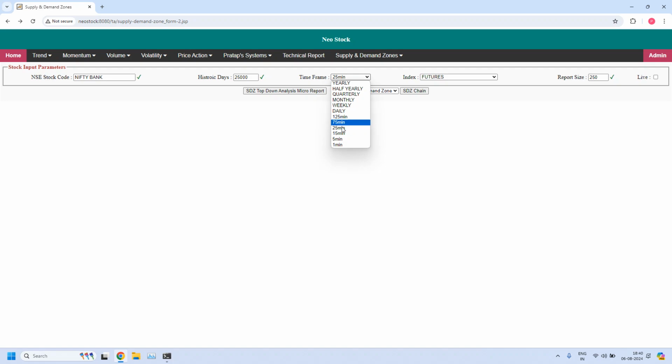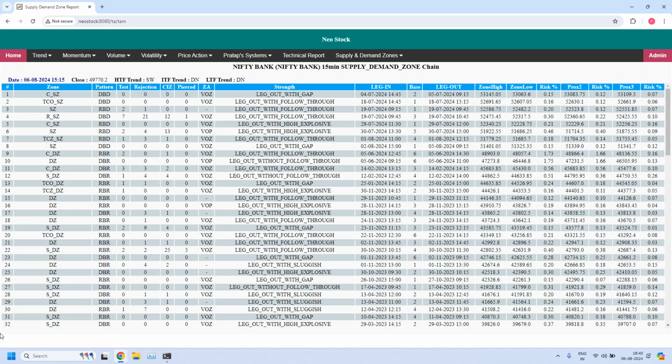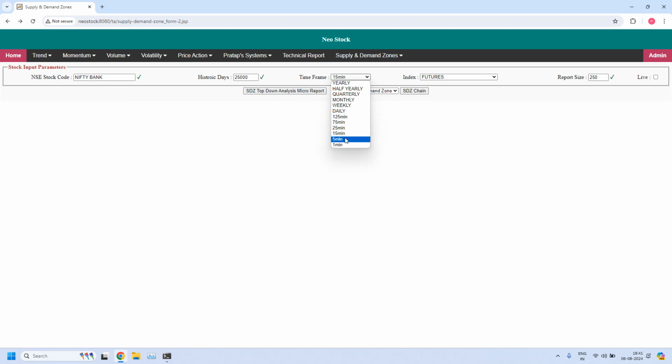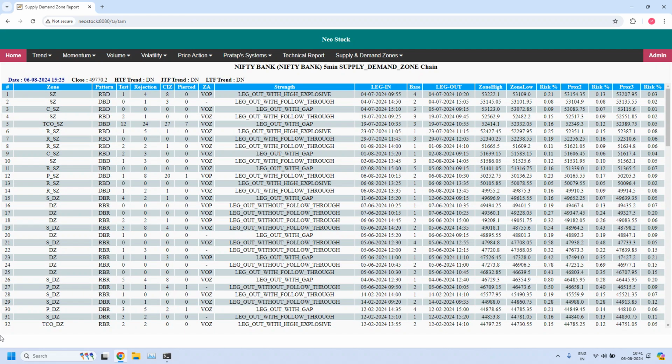And the next time frame is 15 minutes. Now we are generating 15 minutes supply demand zone chain for Bank Nifty. And the next time frame is 5 minutes. And now I am generating 5 minutes supply demand zone chain for Bank Nifty. So this is about Nifty and Bank Nifty supply demand zone chain.